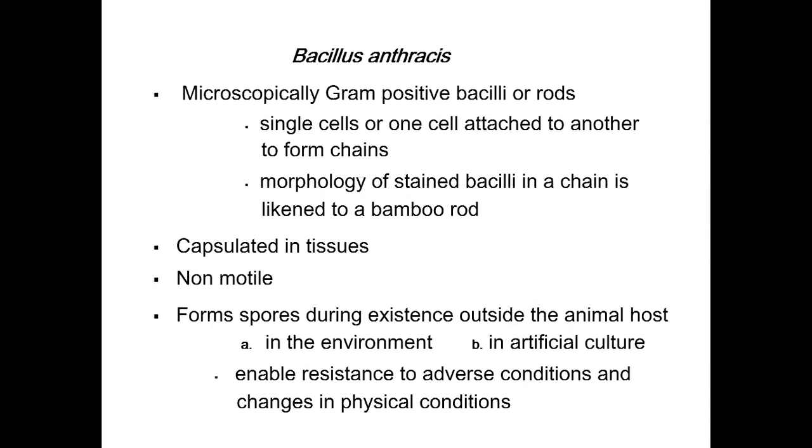So we say a few more things about Bacillus anthracis. Being the main pathogenic species, it's important for that pathogenic characteristic for us to know about it, but it also reflects most of the characteristics of the organisms in that particular genus. So under the microscope, it's typically a gram-positive bacillus or rods, bacilli when they are many, and they can be seen under the microscope as stained film or smear as single cells, or one cell attached to another to form chains.